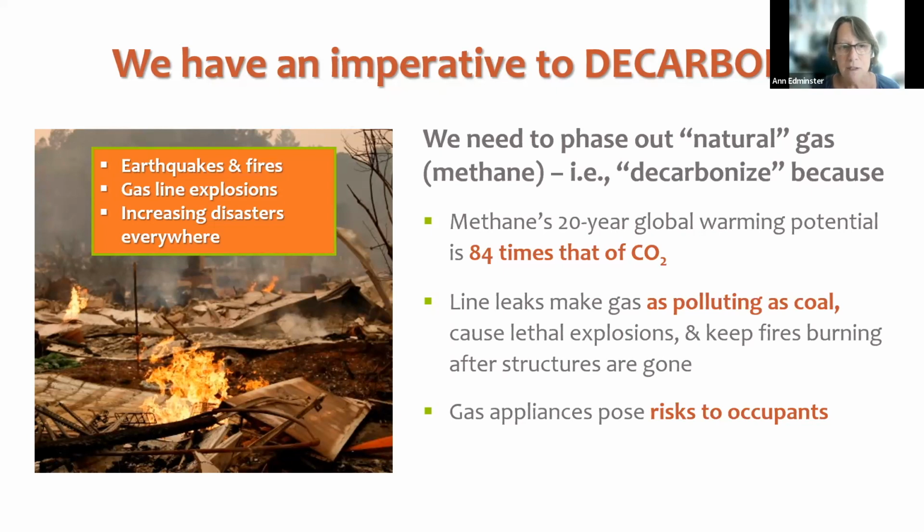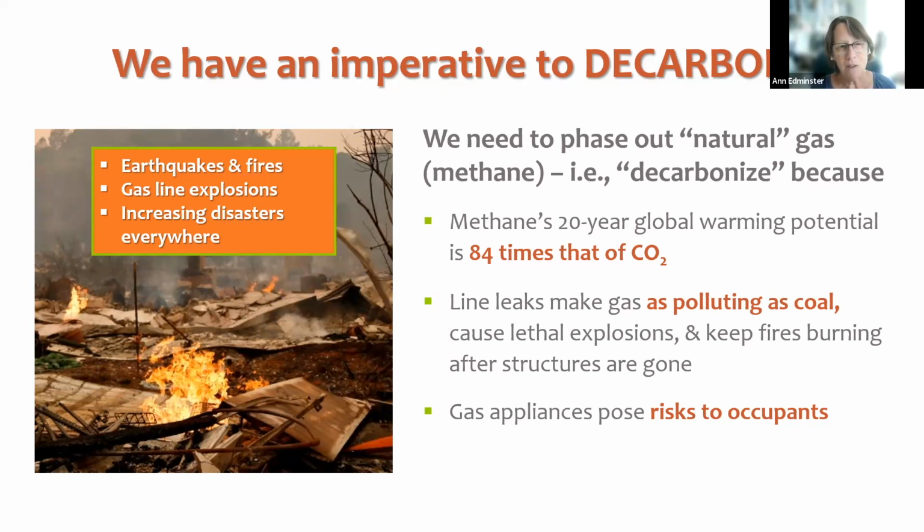Preeminent among those is what we refer to as natural gas. It's kind of interesting that we've attached natural to this. There are both natural and synthetic sources of this gas, the main component of which is methane. And methane is a hugely impactful, devastatingly impactful global warming gas. It's 84 times more potent than carbon dioxide in a 20-year time frame. And so we need to pay a lot more attention to it than we have in the past.